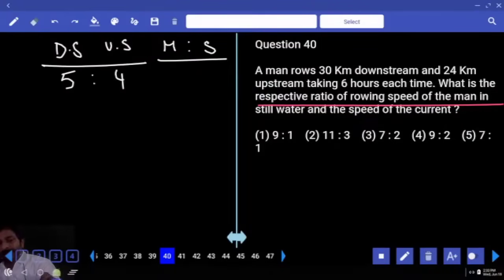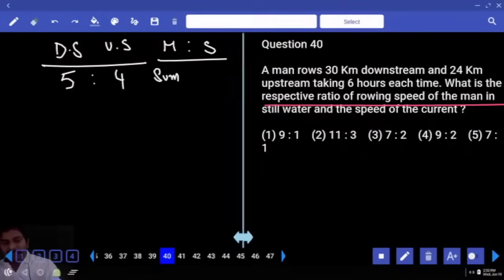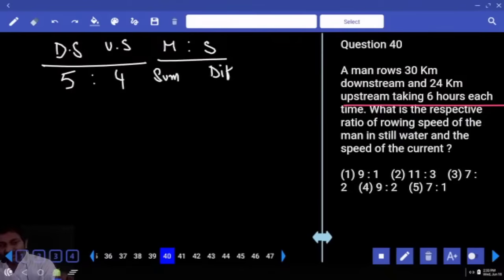Downstream, upstream ratio is 5:4. Then in that case, to get man speed and stream speed ratio, simply what you can do is sum and difference. By 2 is not required. If you want to calculate exact value, by 2 is required. Because this is ratio, right? Here you are supposed to write by 2. And here also you are supposed to write by 2. And when you calculate ratio, that gets cancel.